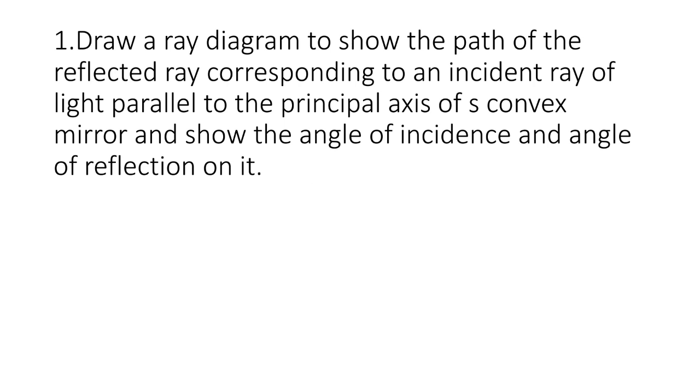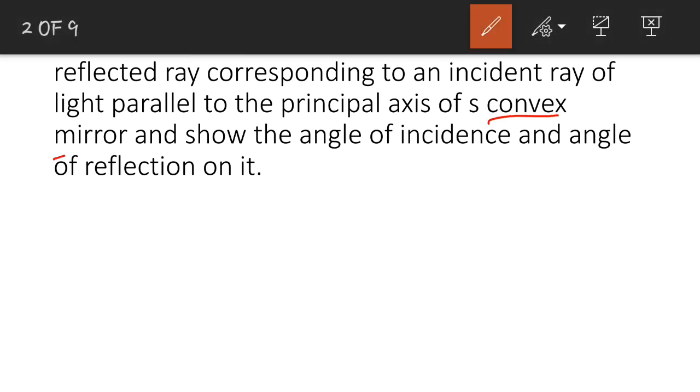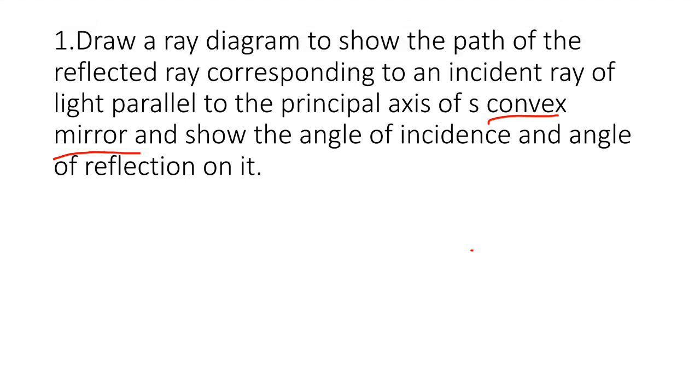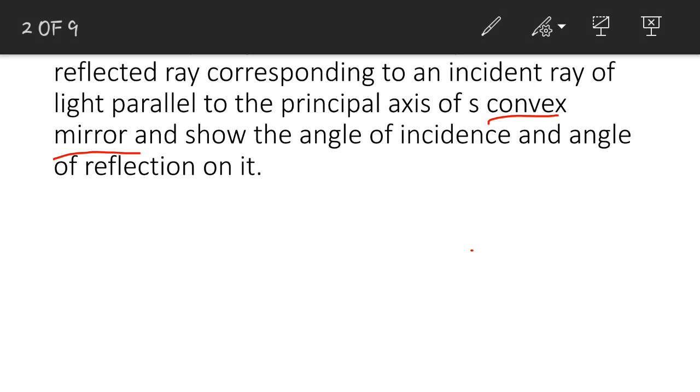reflection on it. Means what we have to do, first of all we have to take the mirror they have told us. They have told us to take a convex mirror. After taking a convex mirror, we have to show the path of light reflected corresponding to the incident ray parallel to the principal axis. Means the incident ray is parallel to the principal axis, and we have to show the reflected ray. After showing the reflected ray, we have to show that for the incident ray and reflected ray, the angle of incidence is equal to the angle of reflection. Hope you have understood the question.